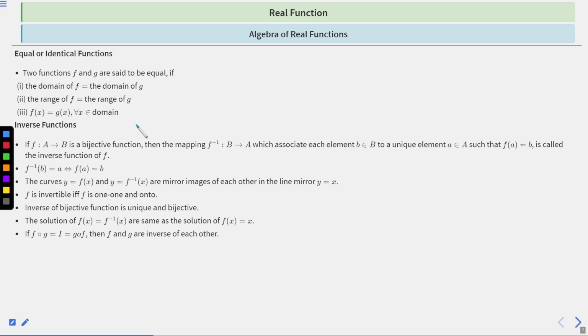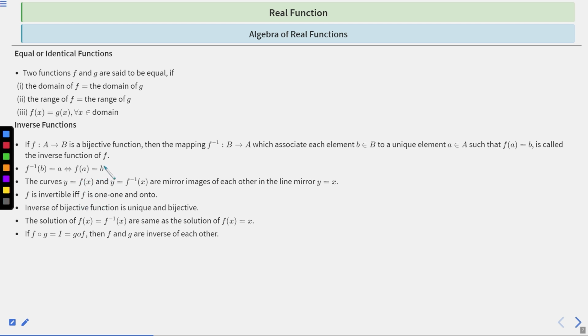After that, we will see the inverse functions. It says if f, a function from A to B, is a bijective function, then the mapping f inverse from B to A, which associates each element b belonging to capital B to a unique element a belonging to capital A such that f(a) is equal to b, is called the inverse function of f. Next, f inverse(b) is equal to a. If f inverse(b) is equal to a, this implies f(a) is equal to b, and the converse is also true. If f(a) is equal to b, this implies f inverse(b) is equal to a, right?